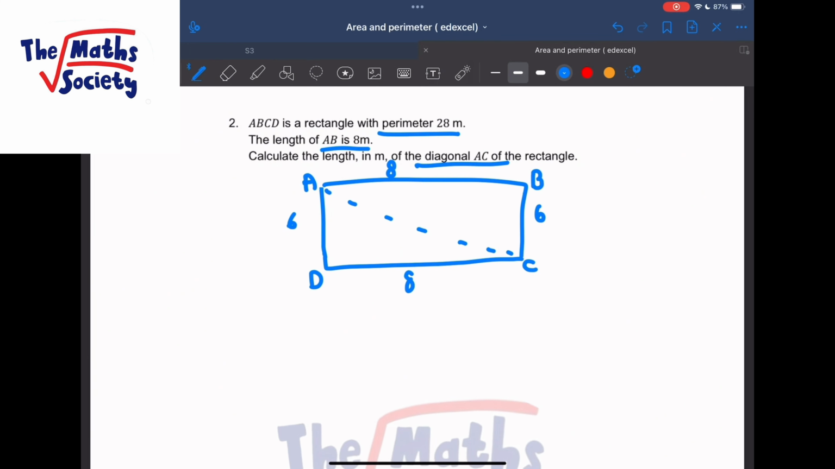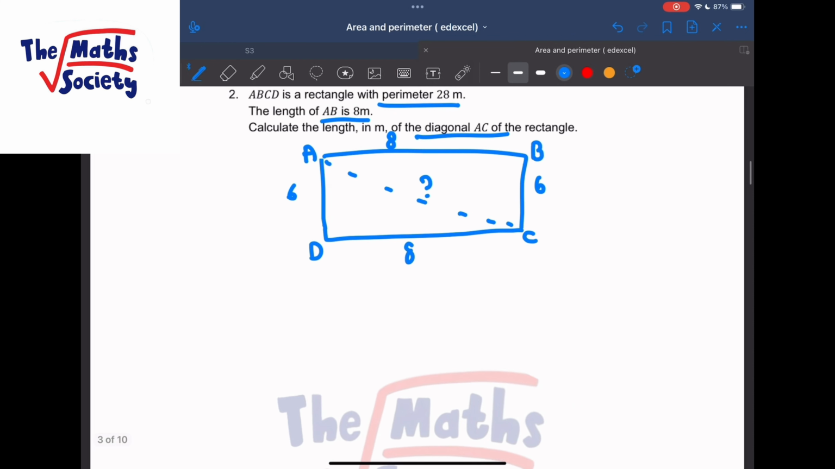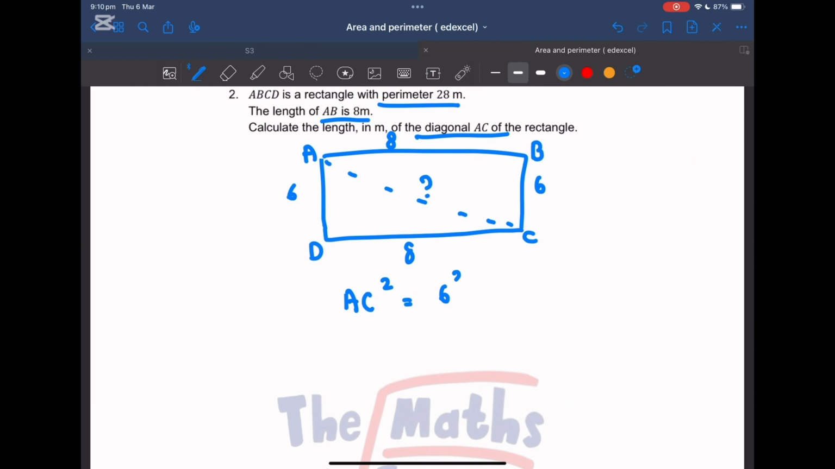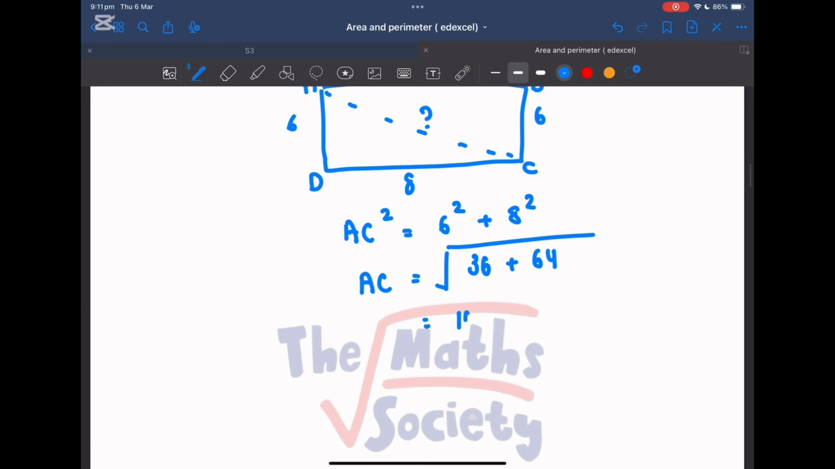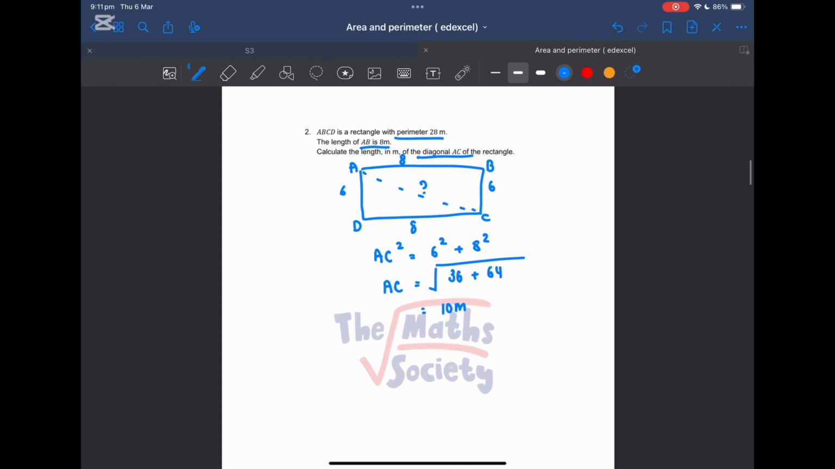So we need to find the length of this. We can use the hypotenuse formula, which is going to be AC square equals 6 square plus 8 square, so AC equals the square root of 36 plus 64, which will have an answer of 10 meter, and that is your length of AC. And then we'll move on to question number 3.